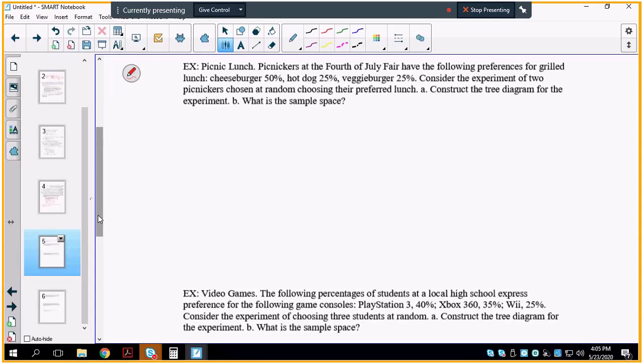So again, it is the question of a tree diagram, and because we are doing it for 2 picnickers, I will say we can do it in this way. So picnicker 1, I'm just going to call it P1, and picnicker 1 has 3 choices. It has the choice for cheeseburger, so let's call it CB for cheeseburger, or hot dog, so HD, or has the choice of veggie burger, so VB. For that, picnicker 2 can choose cheeseburger, hot dog, veggie burger. Similarly, picnicker 2 can choose cheeseburger, hot dog, veggie burger.